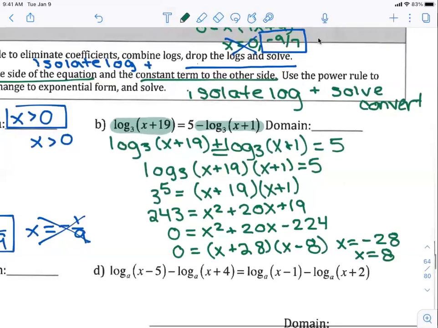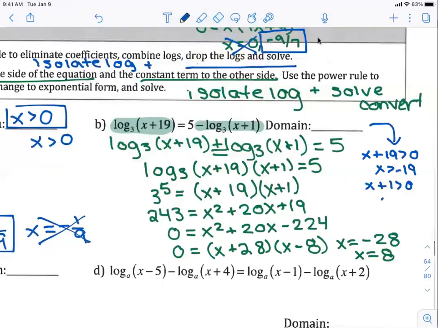Now we have to check with the domain. I keep doing it in blue. So the input has to be greater than 0. So x has to be greater than negative 19. And then we also have x plus 1 has to be greater than 0. So x is greater than negative 1. So those are our two things.